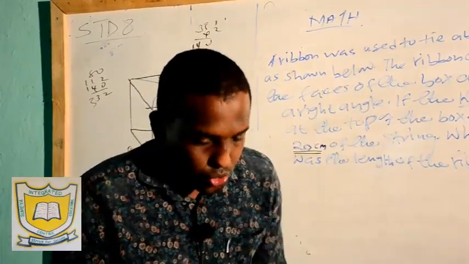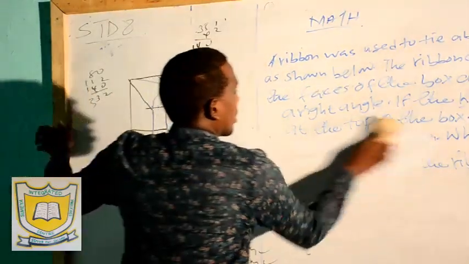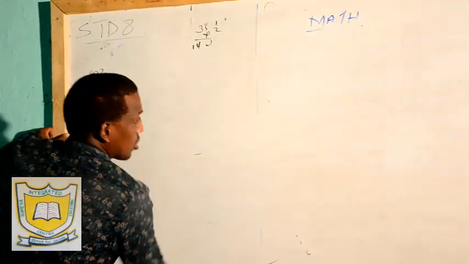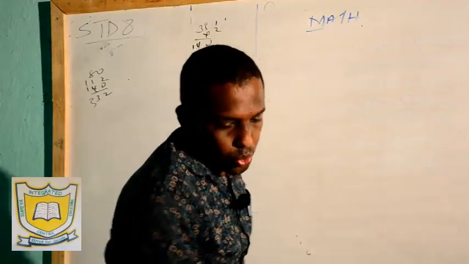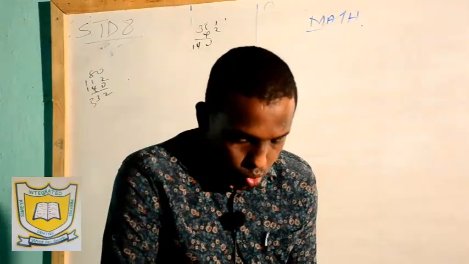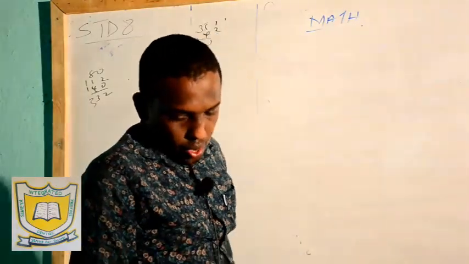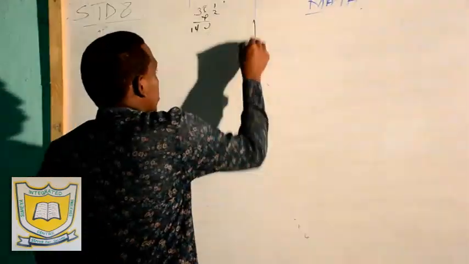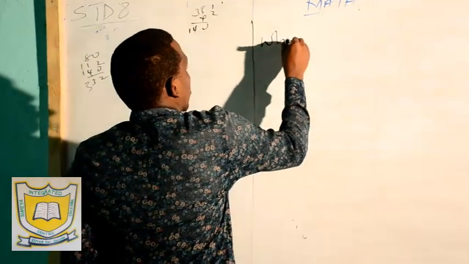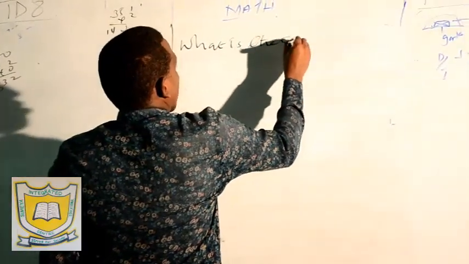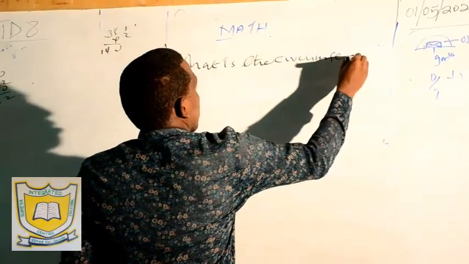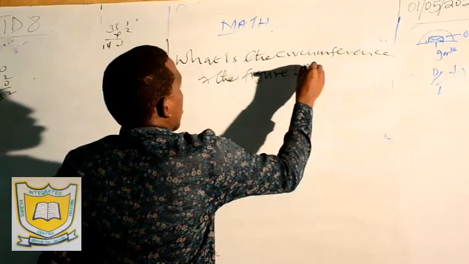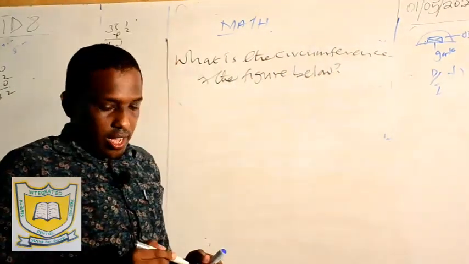Then we move to another question. Exercise 62, question 1. You are told, what is the circumference of the figure below? What is the circumference?